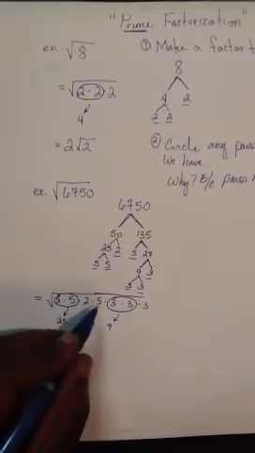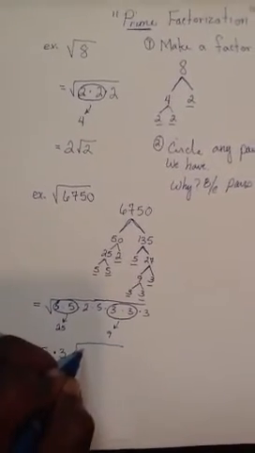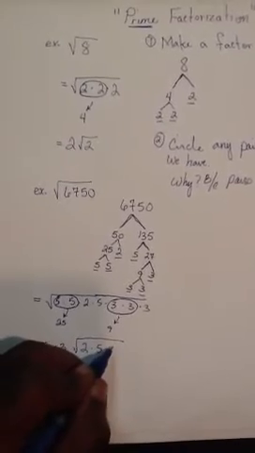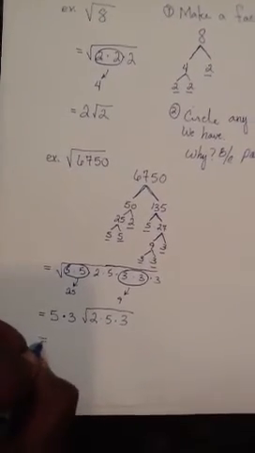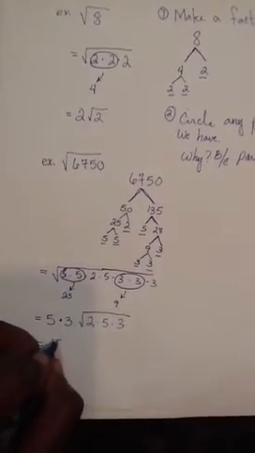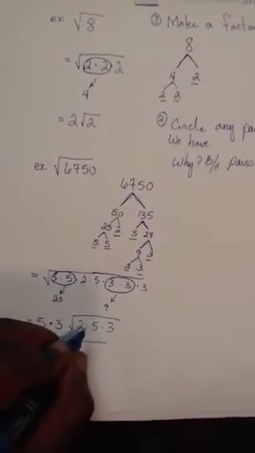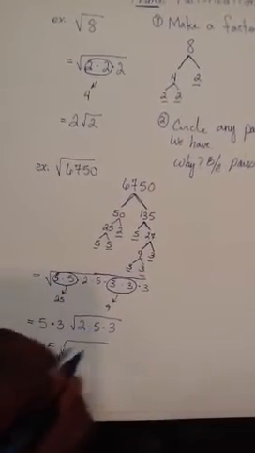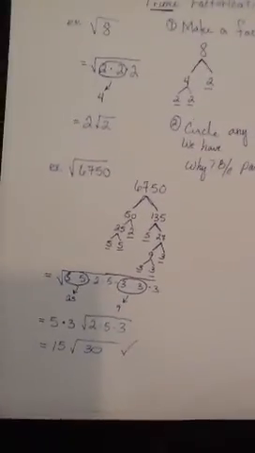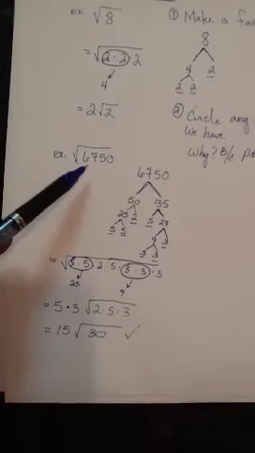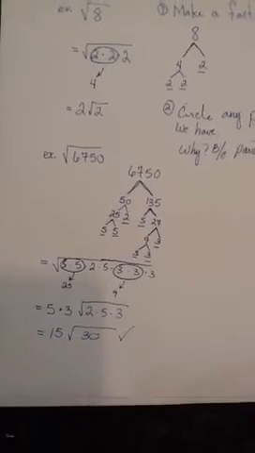Alright, what about everything that we didn't circle? Well, it stays under the square root. So we have 2 times 5 times 3. Alright, and now we're on the home stretch. We're multiplying here, so 5 times 3 gives us 15. Square root. We're multiplying here, 2 times 5 gives me 10. 10 times 3 gives me 30. And voila! That is our answer. The square root of 6750 can be simplified to 15 square root 30.